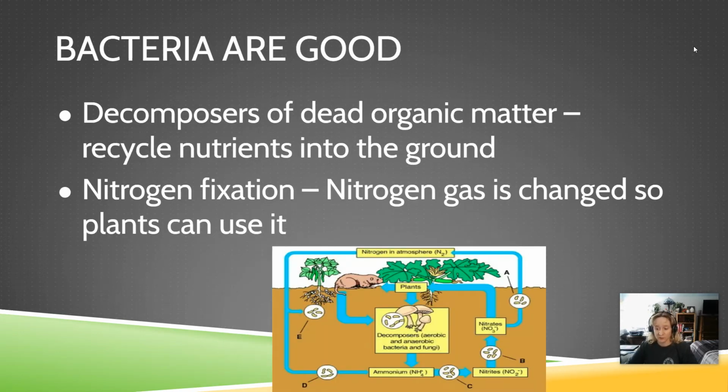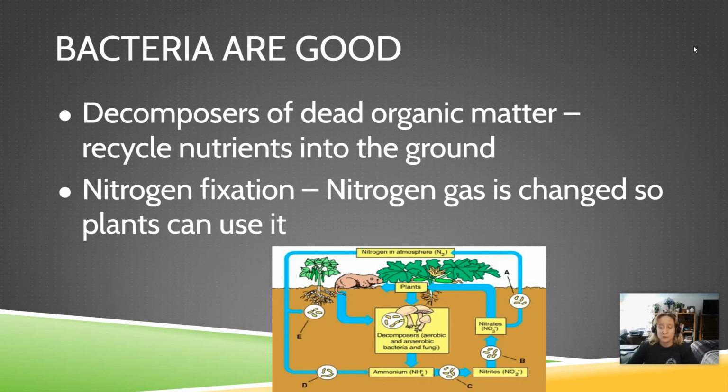Bacteria are very good for us. Our ecosystem would be completely different without bacteria because they decompose dead organic matter. So the trees and the animals that die, they need to be broken down. So yes, there will be scavengers that eat them, but there would still be too much laying around if we didn't have bacteria. So they recycle the nutrients into the ground.